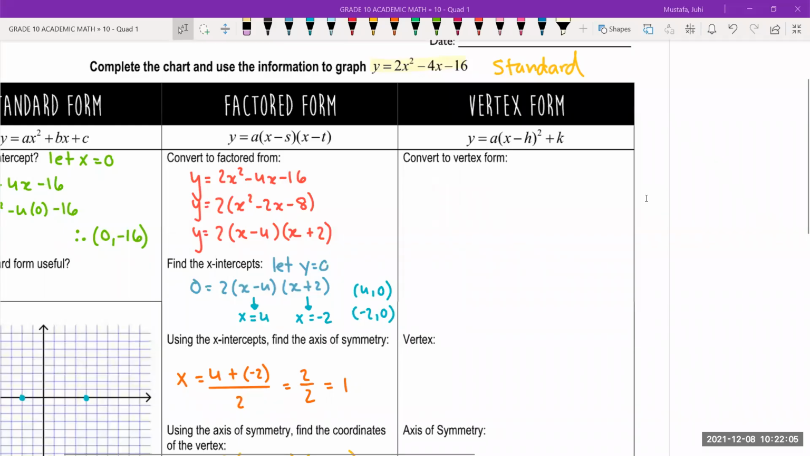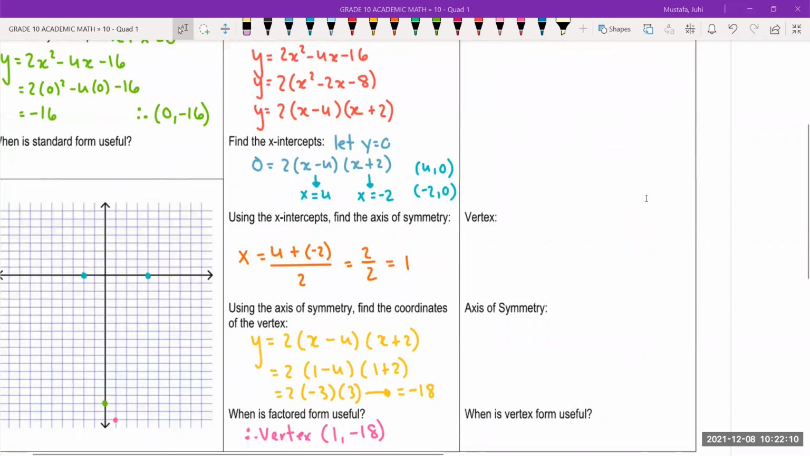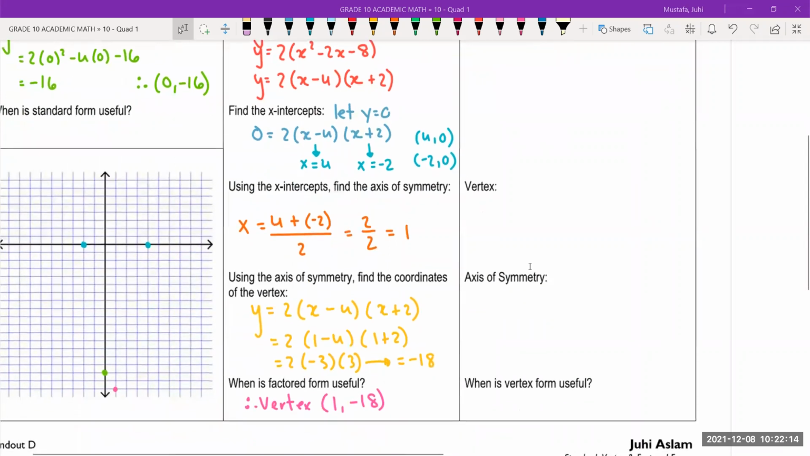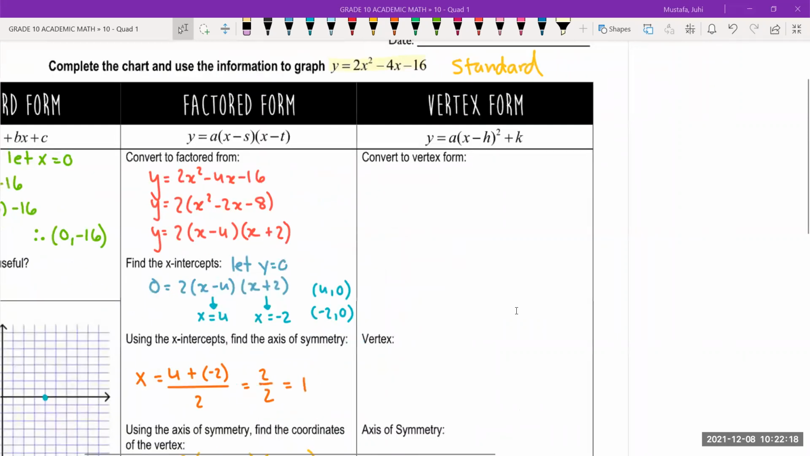Now, we actually have enough information, you guys, to graph this. We have x-intercepts, we have the y-intercept, we have the vertex, but let's just finish off that last column and see what they're asking. And then maybe we can confirm that the vertex is indeed correct. So what we're going to do is convert to vertex form.